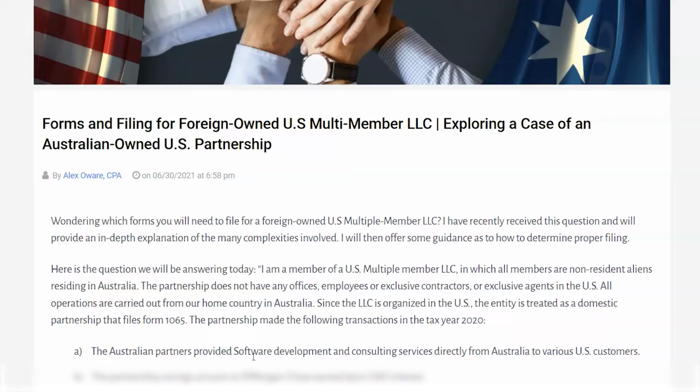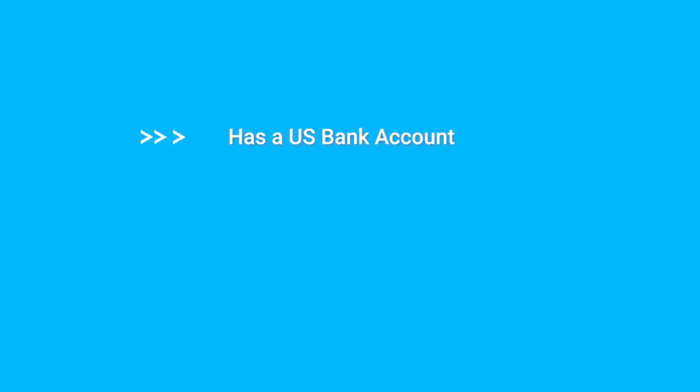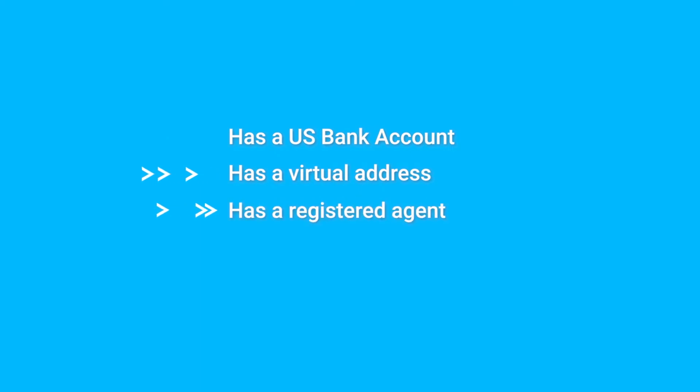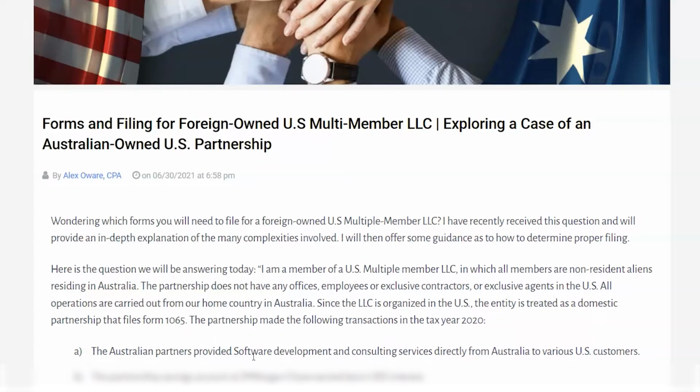This person did not give much information, but let's also assume that this LLC has a US bank account, has a virtual address, has a registered agent, and also has a merchant account, maybe Stripe or PayPal or anything like that. So let's put all of this together into this LLC, even though the facts didn't say anything about it. But let's also maintain the fact that the partners live in Australia and that's where the business activities take place. They have no connection in the US.